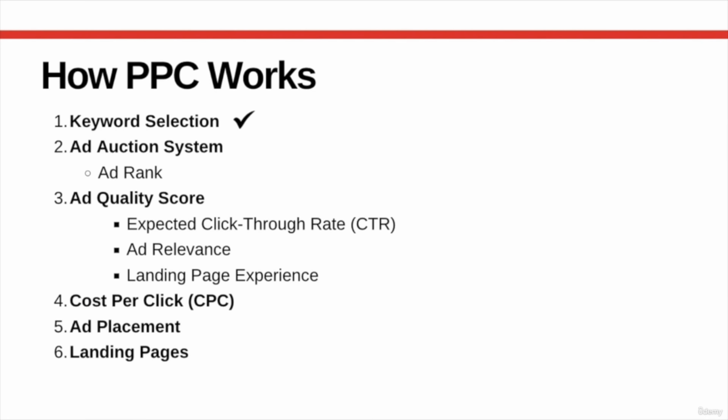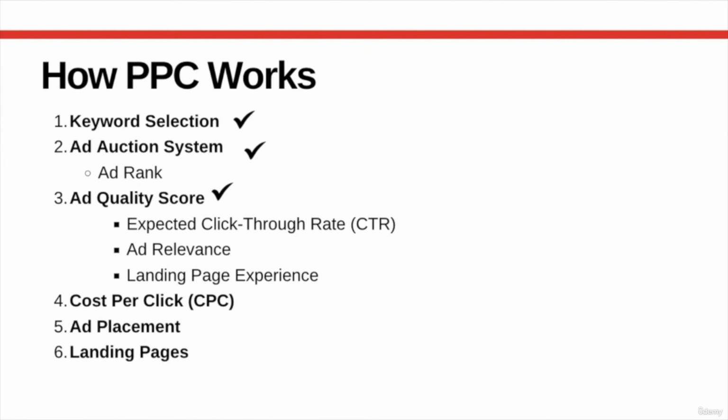Keyword selection. Advertisers identify specific keywords or phrases relevant to their products or services. These keywords trigger ads when users search for them. Ad auction system. PPC operates on an auction model where advertisers bid on keywords. The bid amount and the ad's quality determine its placement on the search engine results page, SERP. Ad rank. This is calculated based on the advertiser's bid and the quality score, which measures the relevance and quality of the ad.